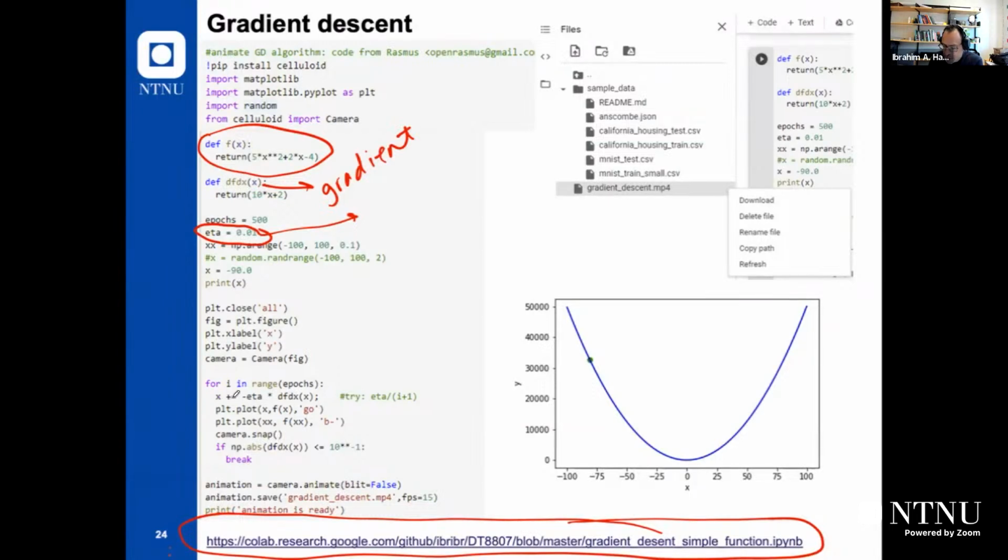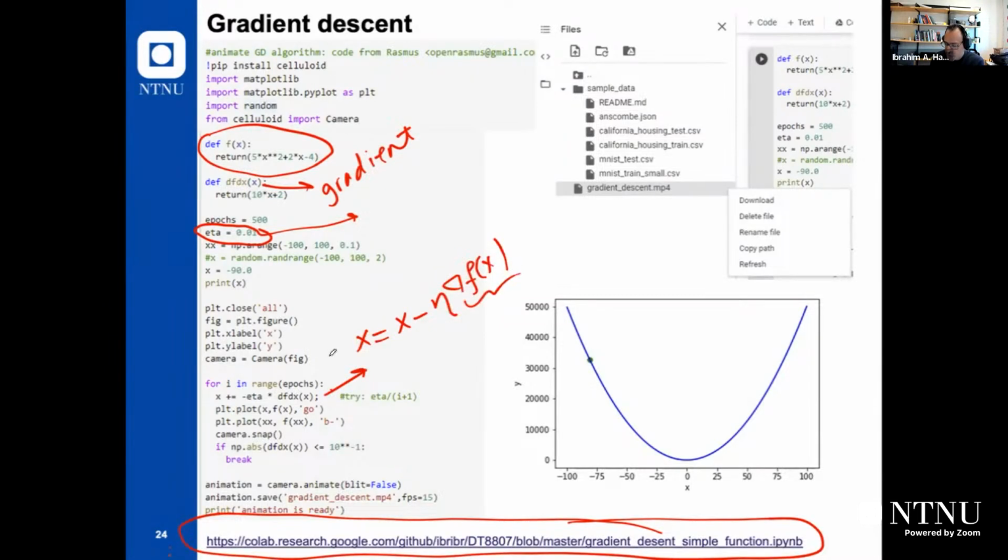So this is my learning rule. It will be x equals x minus eta multiplied by the gradient of f. So it will be like this one. This is the equation: x plus equals minus eta multiplied by the first derivative. It's equivalent to x equals x minus eta multiplied by your gradient, right?